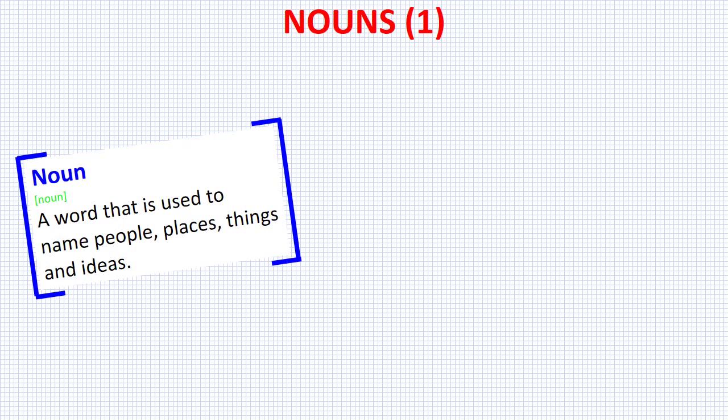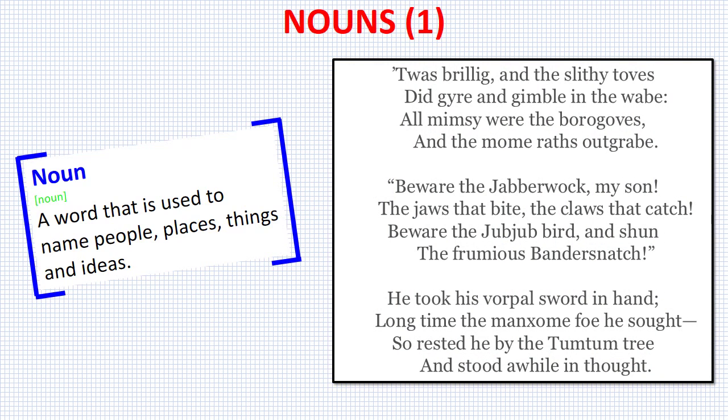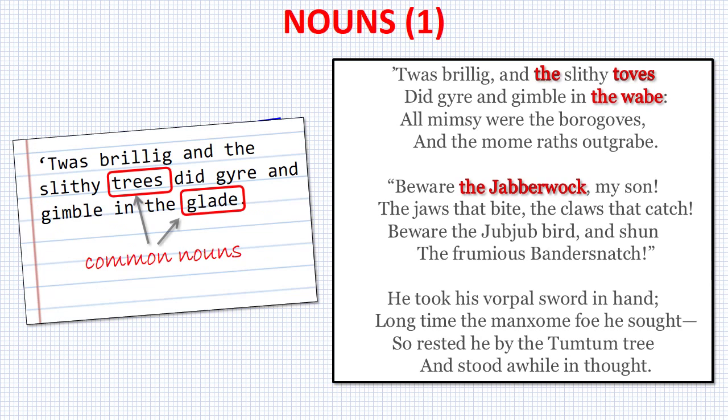So now on to nouns. Nouns express the name of a person, a thing, or an idea. So if we look back at the Jabberwocky, we can see a noun here, and here, and here. If we substituted real words, it might look like this. Notice how this word, the, goes with a lot of nouns.